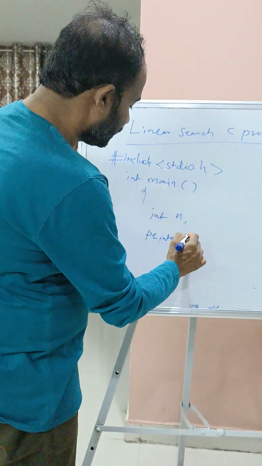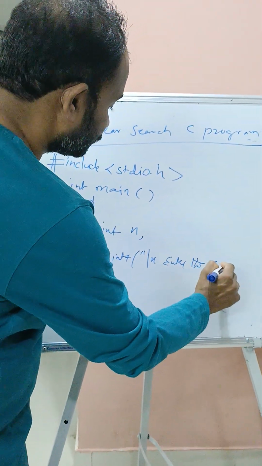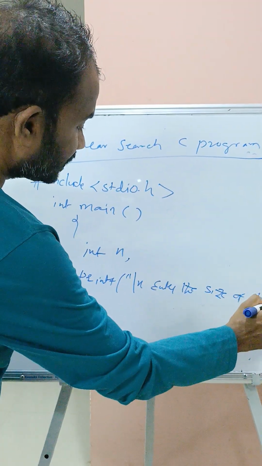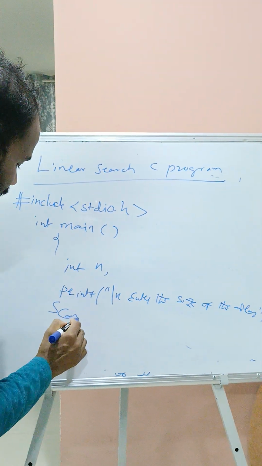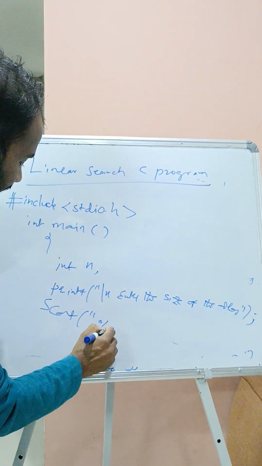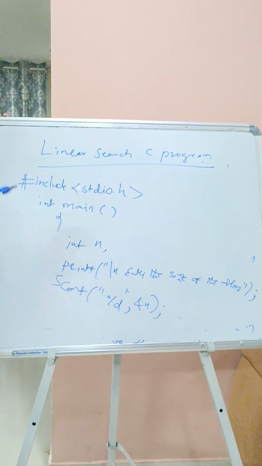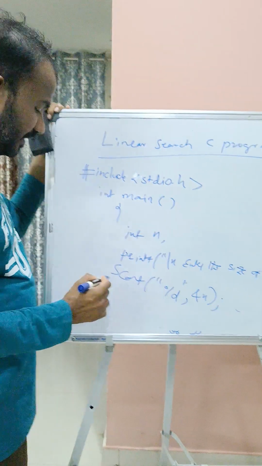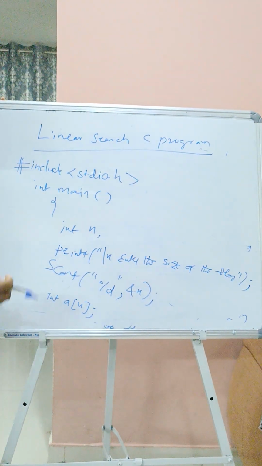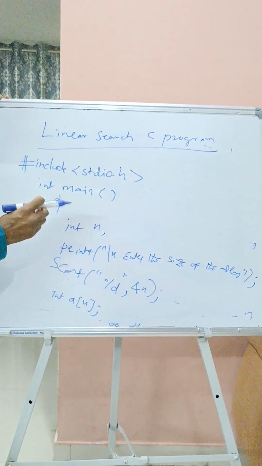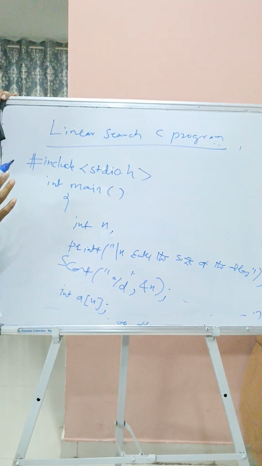So what is our first step? printf("\nEnter the size of the array"); then scanf("%d", &n). Suppose if n is 5, then we are going to take int a[n], meaning a[5]. If n is equal to 10, then a[n] is a[10]. Right? So still now we are taking this one only.